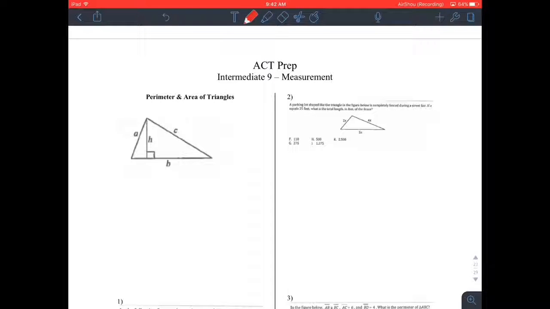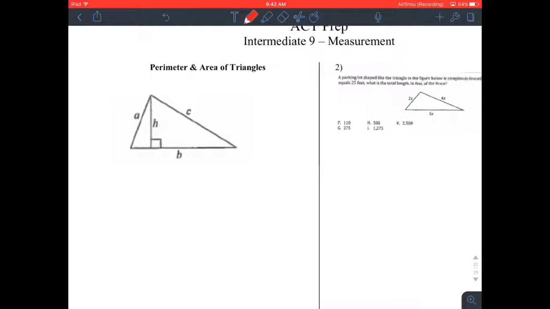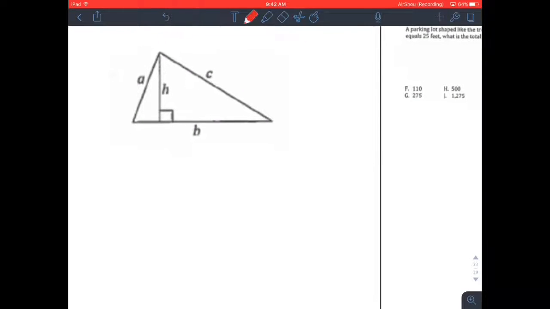Alright, this is Intermediate Lesson 9, Measurement, which basically is going to deal with the perimeter and areas of different shapes, like triangles, rectangles, circles, and composite shapes, which means combining those into bigger shapes. So let's first go over different things about a triangle. In a triangle, each side is called a base.